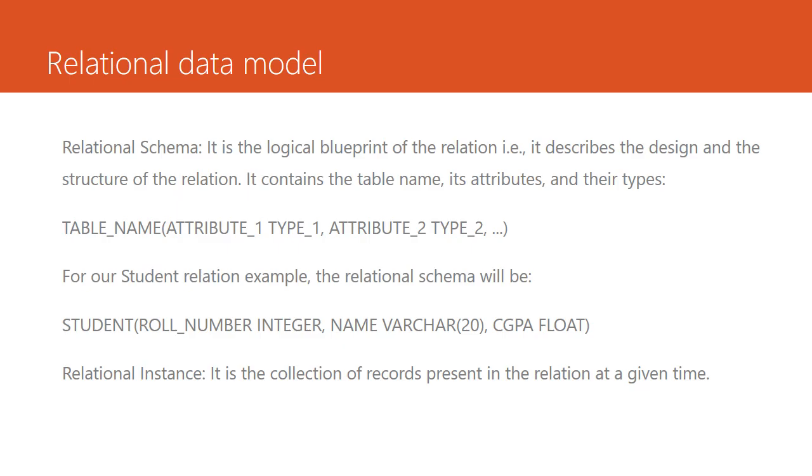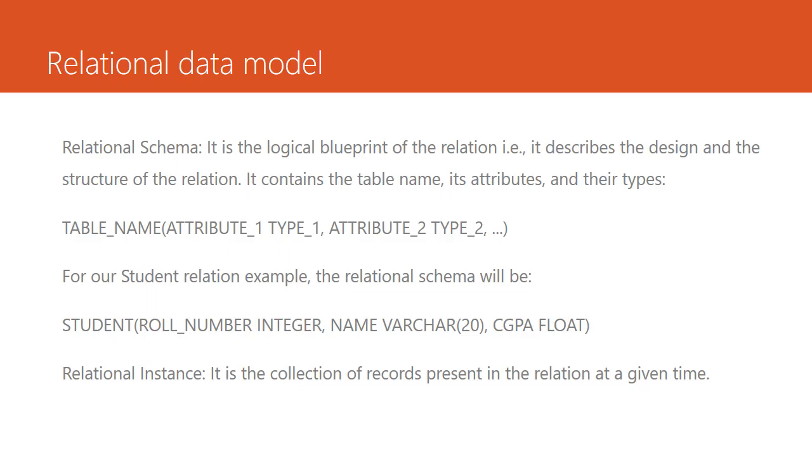The relation consists of two components. They are the relation schema and the relation instance. The relation schema specifies the name of the table, the name of each column and the domain of each column.